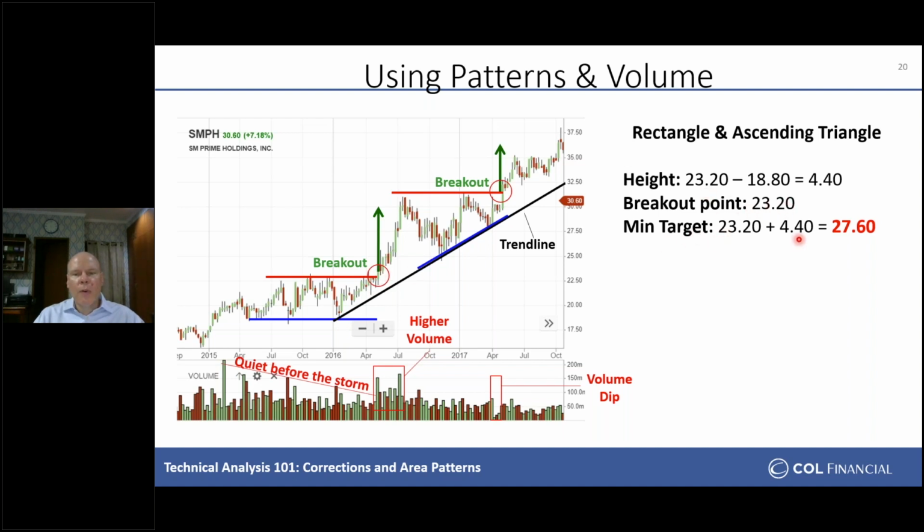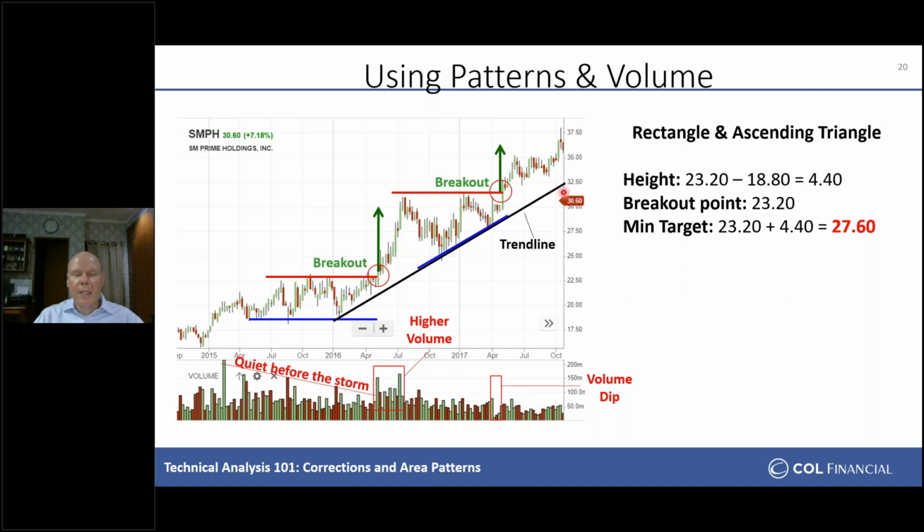So 23.20 plus 4.40, that tells me that this should go up by a minimum of 4.40, which would mean 27 pesos and 60 cents as a target. And if you had bought this on your breakout price of this range, or a couple of cents above it, then your target should be 27.60. That should be somewhere over here. And you can see that easily the stock hit your target after making that assessment.